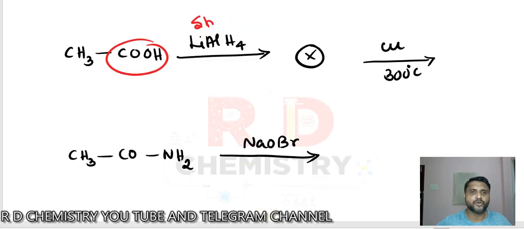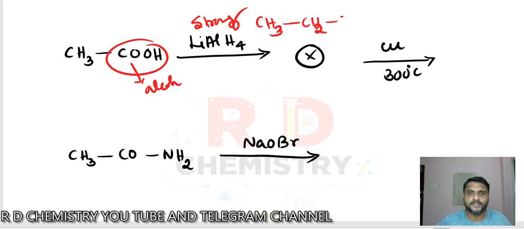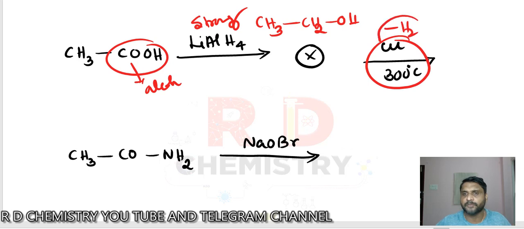Lithium aluminium hydride is the strongest reducing agent. Strongest reducing agent, so the carboxylic acid gives alcohol. This should give primary alcohol, so that is CH3CH2CH2OH, the same number of carbon atoms. Copper at 300 degrees is a dehydrogenating agent. Removing hydrogen means oxidation. Primary alcohol on oxidation gives the aldehyde. Remember, primary alcohol to aldehyde, aldehyde to carboxylic acid, secondary alcohol to ketone, ketone to carboxylic acid.